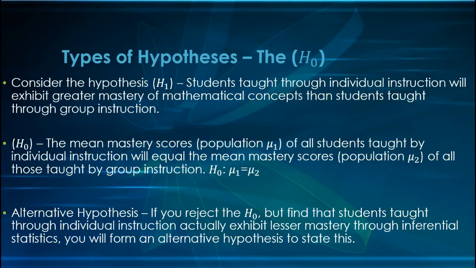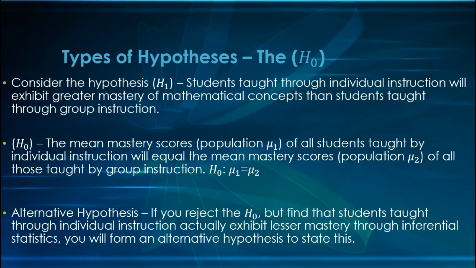So the different types of hypotheses. The first one we're going to look at, we call that H1, and that's just our hypothesis. So let's look at this one. It says students taught through individual instruction will exhibit greater mastery of mathematical concepts than students taught through group instruction. So you see we have two variables. We have students receiving instruction individually, and we have students probably in another classroom, in a control classroom, where they are being taught through group instruction.